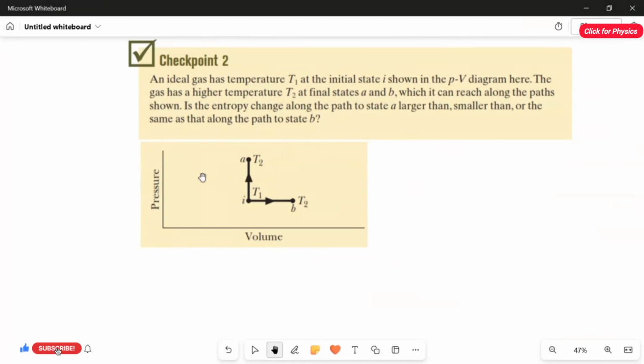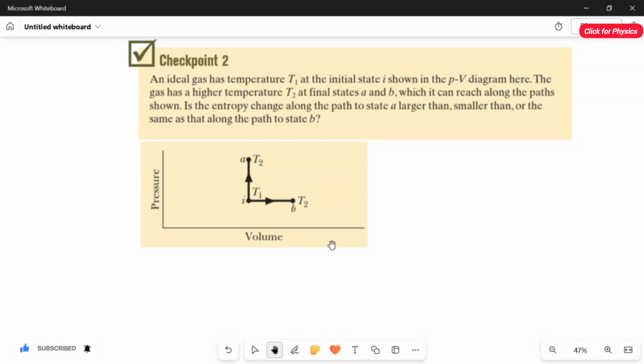So in this question, we have to use the PV diagram. What is given in the PV diagram? We have the initial state and then we have two final states. The initial temperature is T1, and the final states are the two points A and B, so your temperature increases to this level. Now they ask you to find whether the entropy for path A is greater or path B is greater. So that is our question.